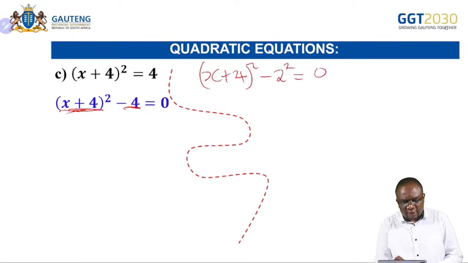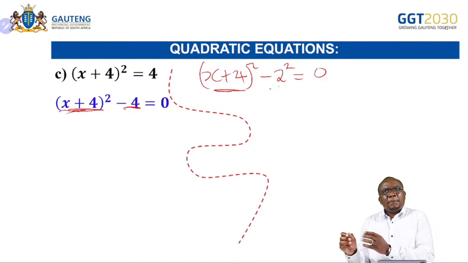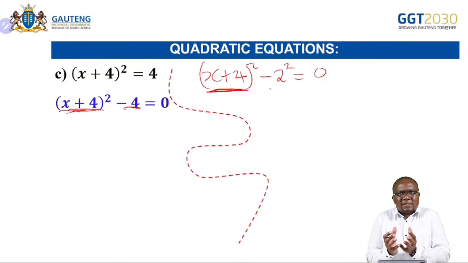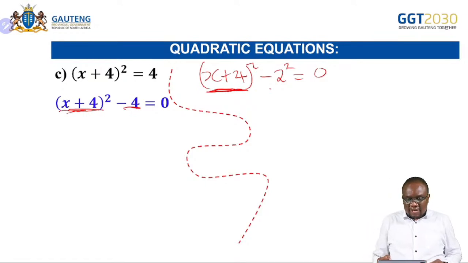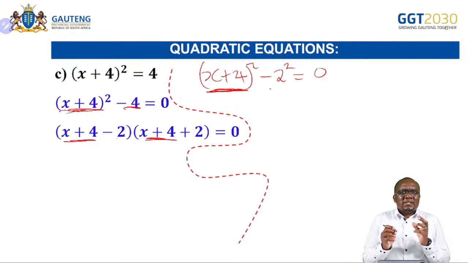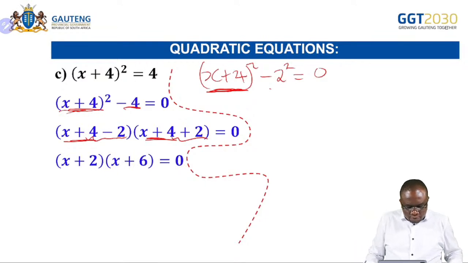You see that? So what is it going to be? (x + 4 − 2)(x + 4 + 2). You treat this thing as the whole thing. This whole bracket is x squared. So it becomes like this: (x + 4 − 2)(x + 4 + 2), because of the difference of 2 squares. Then we can simplify this because these are like terms. These ones are like terms. These ones are like terms. So it becomes (x + 2)(x + 6) = 0.